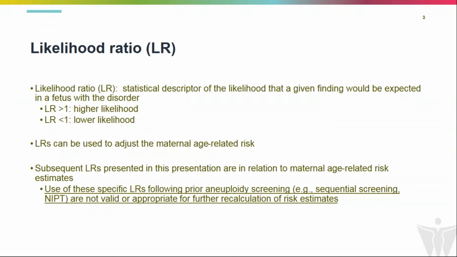Likelihood ratios can be used to adjust maternal age-related risk. And so it's important, though, to remember that the likelihood ratios that I'm going to present in the presentation are in relation to maternal age-related risk estimates, and these likelihood ratios should not be used to recalculate maternal risk after prior aneuploidy screening, such as sequential screening or NIPT. So don't use these.